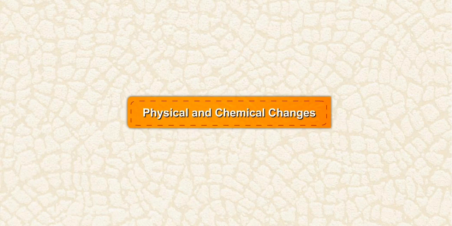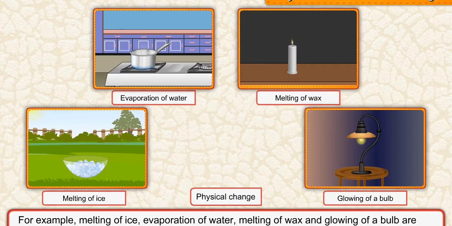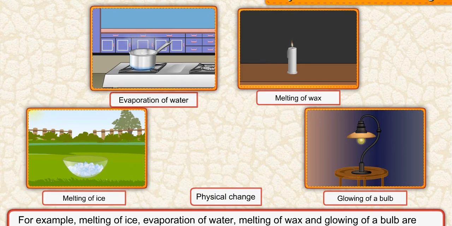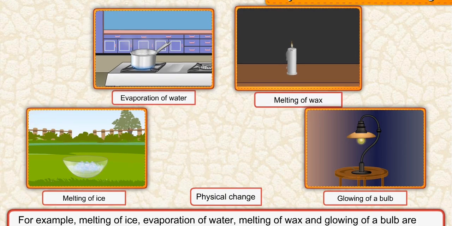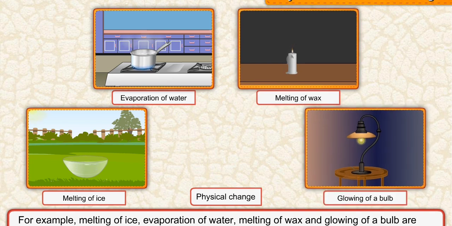Physical and chemical changes. A physical change is a temporary change that can be reversed. For example, melting of ice, evaporation of water, melting of wax, and glowing of a bulb are physical changes as they give us back the original substance.